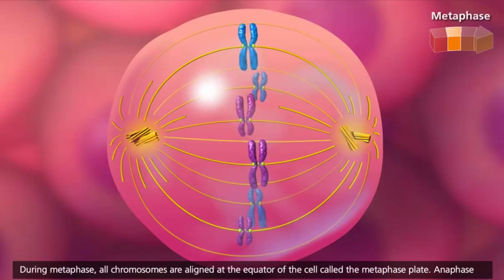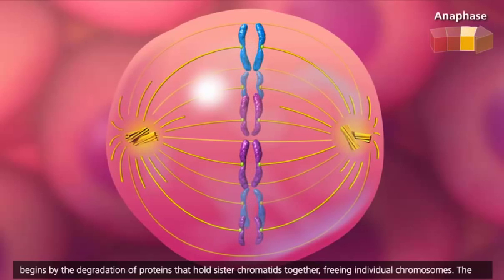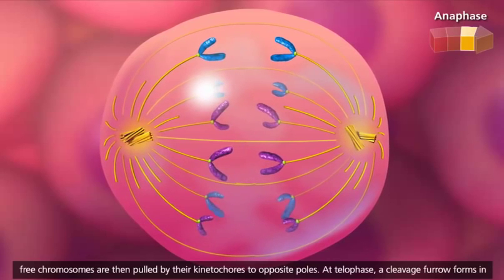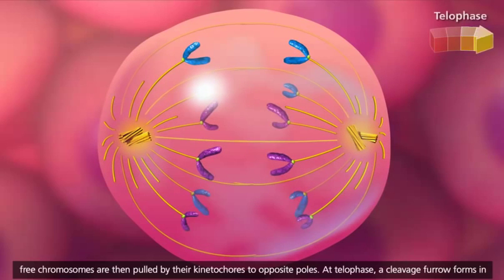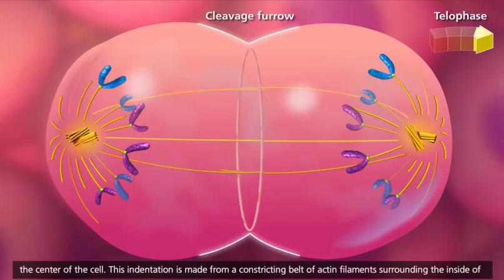During metaphase, all chromosomes are aligned at the equator of the cell, called the metaphase plate. Anaphase begins with the degradation of proteins that hold sister chromatids together, freeing individual chromosomes. The free chromosomes are then pulled by their kinetochores to opposite poles. At telophase, a cleavage furrow forms in the center of the cell.